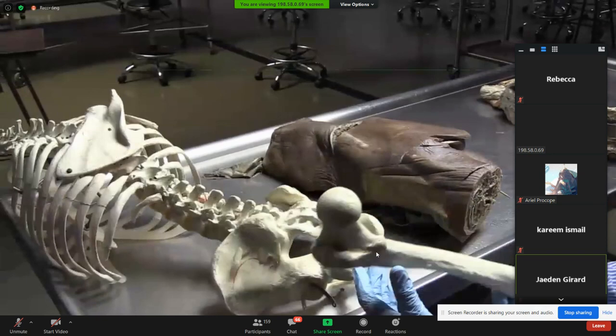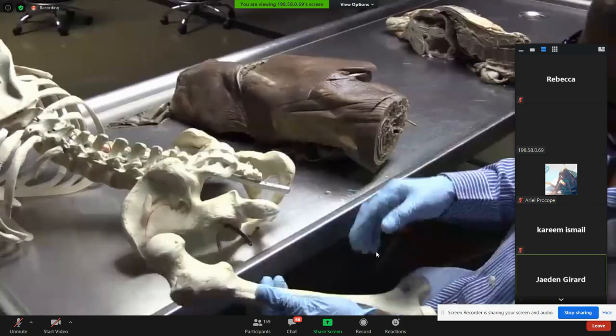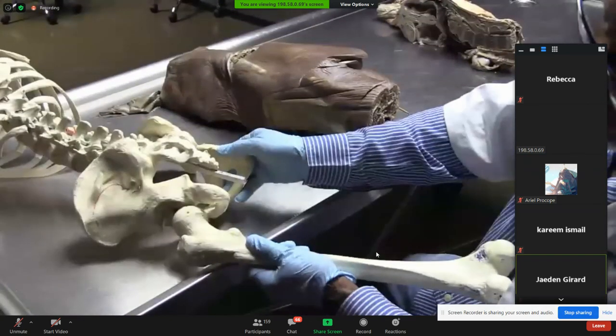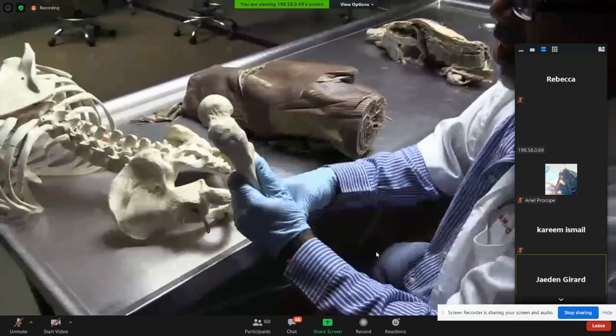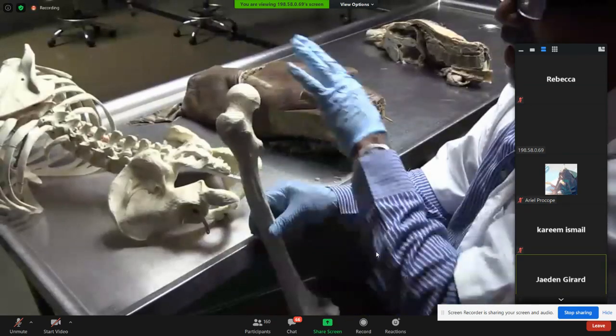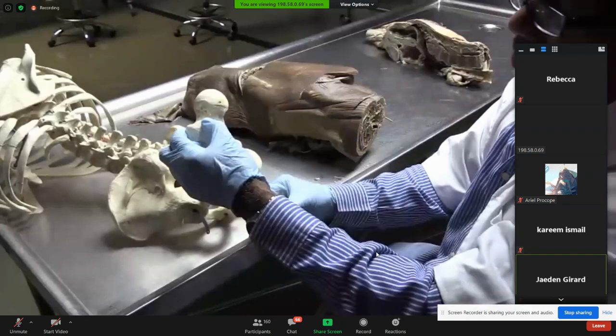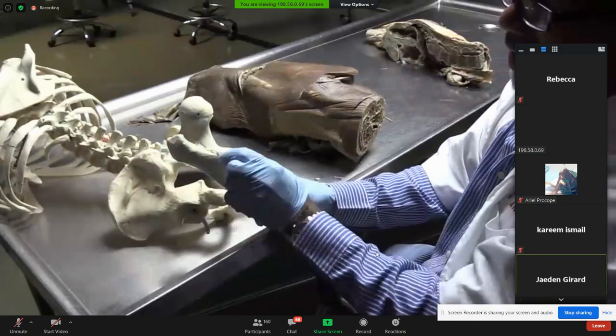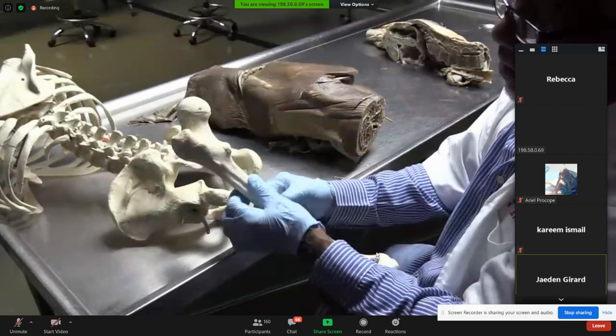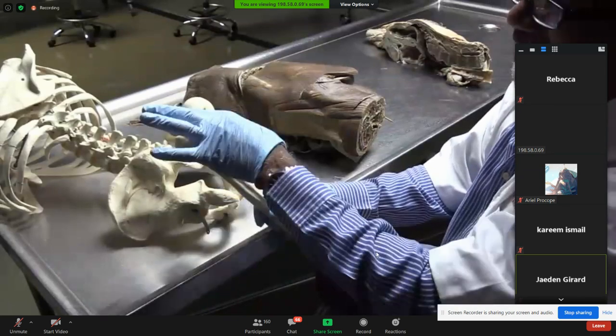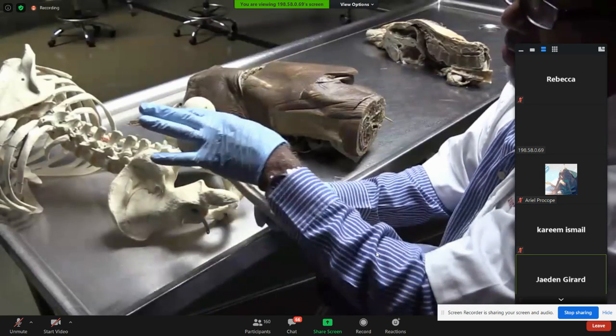The hip bone would be sitting here. What you should appreciate about the hip bone is that this is the acetabulum, and then of course we have the greater trochanter and the lesser trochanter. And this is really the neck of the femur itself.